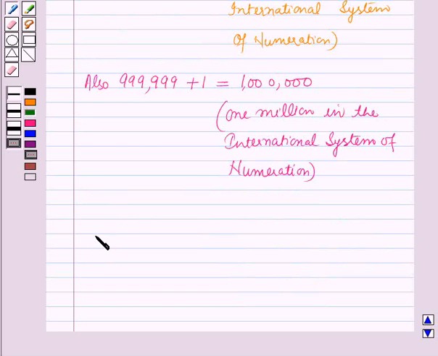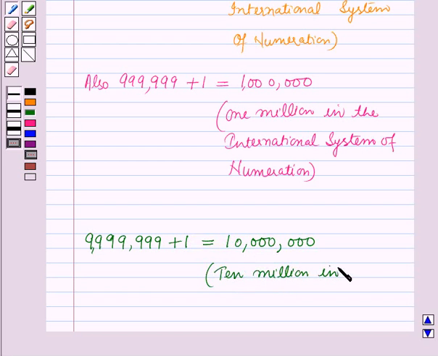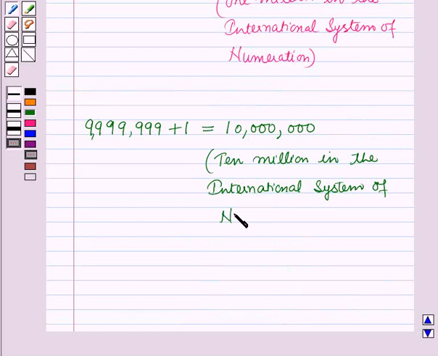And the greatest seven-digit number, which is 9,999,999, plus 1 is equal to the smallest 8-digit number, which is 10,000,000 in the international system of numeration.